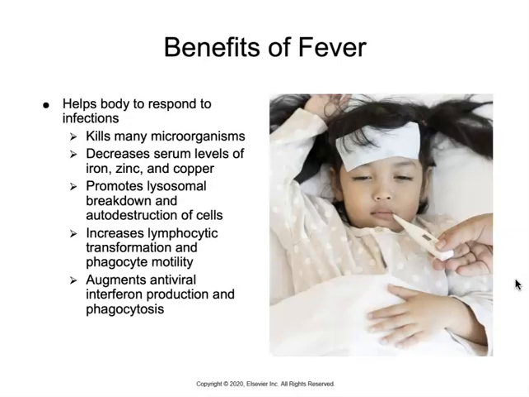So let's talk about what the benefits of having a fever is. Why does our body do this to us? And so our body is doing this to help us respond to an infection, of course, an attempt to kill a lot of the microorganisms within our body and decrease the serum levels of iron, zinc, and copper. This is going to be helpful because it will limit the growth of pathogens. A lot of bacteria, viruses, and fungi require these metals so that they can survive, replicate, and have their enzymatic functions. So if we restrict them, it'll help our immune defense.